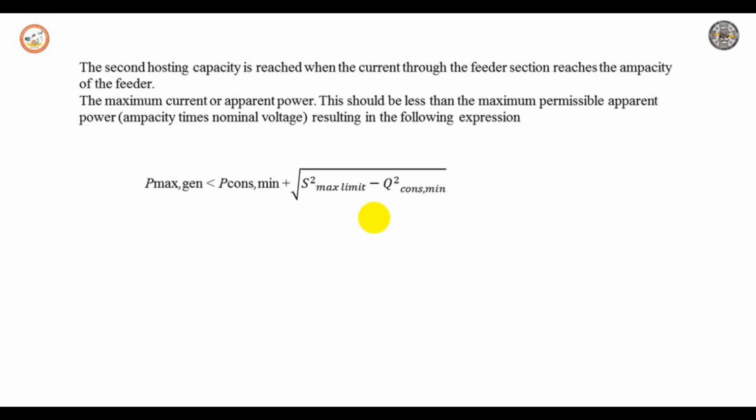So in this session we covered one derivation based on overloading in a distribution network, that is, the case caused by active power flow only, and the case considering both active and reactive power flow, with an example of a feeder.